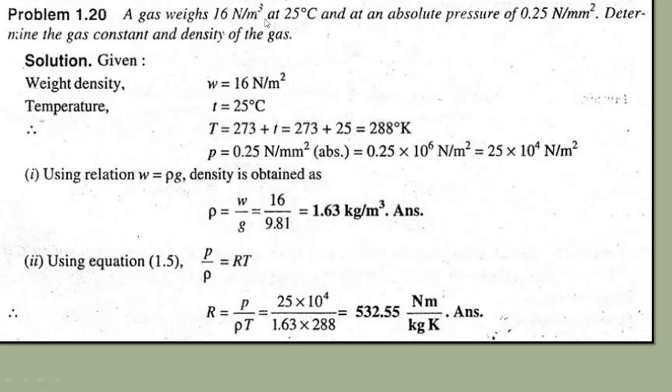Newton per meter square. So small t is equal to 25 degrees centigrade. So capital T is equal to 273 plus small t, which is 273 plus 25, equal to 298 degree Kelvin.